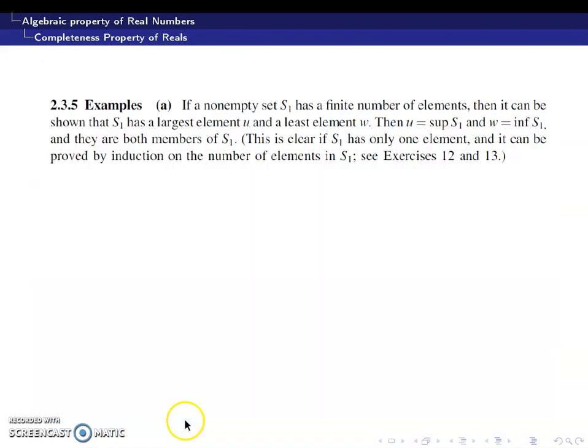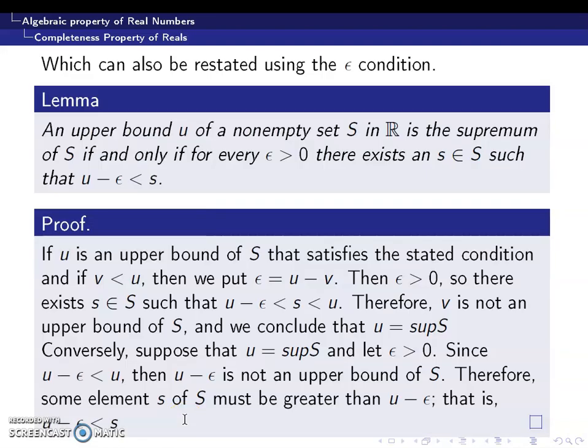So if U is the supremum, we can safely assume that U satisfies U minus epsilon less than S less than U for every epsilon greater than 0. And if that condition is satisfied, then U should be the supremum.